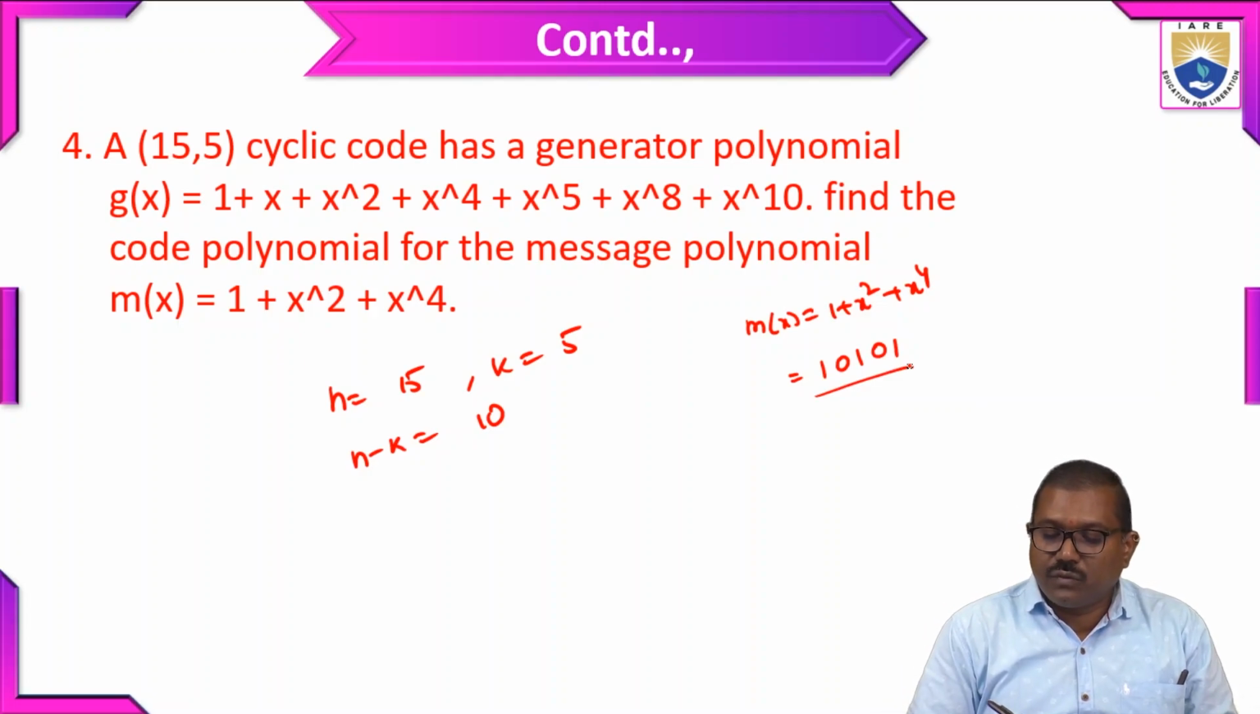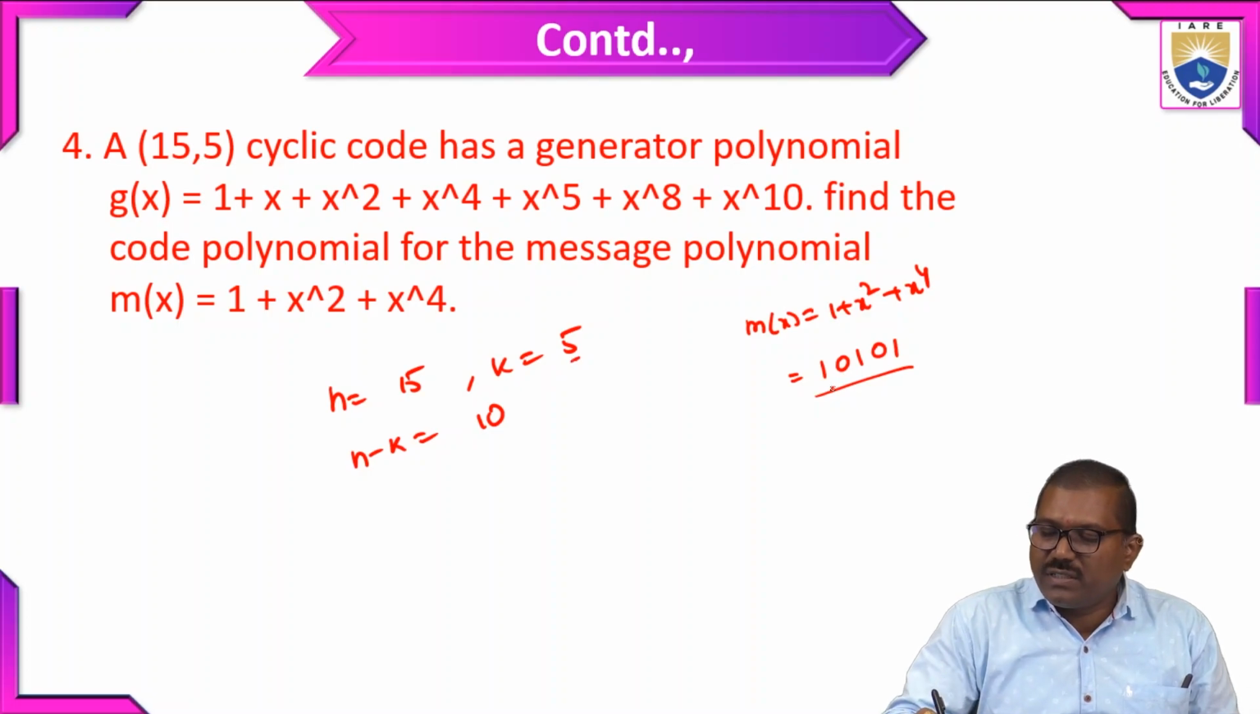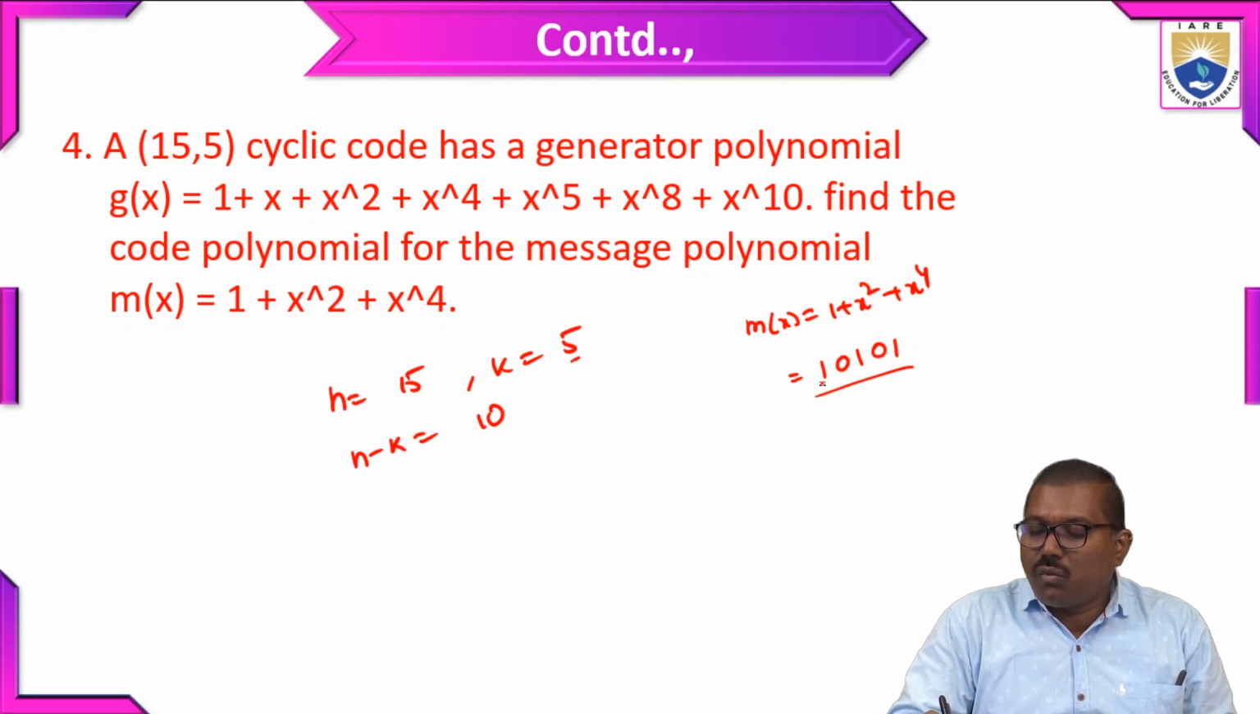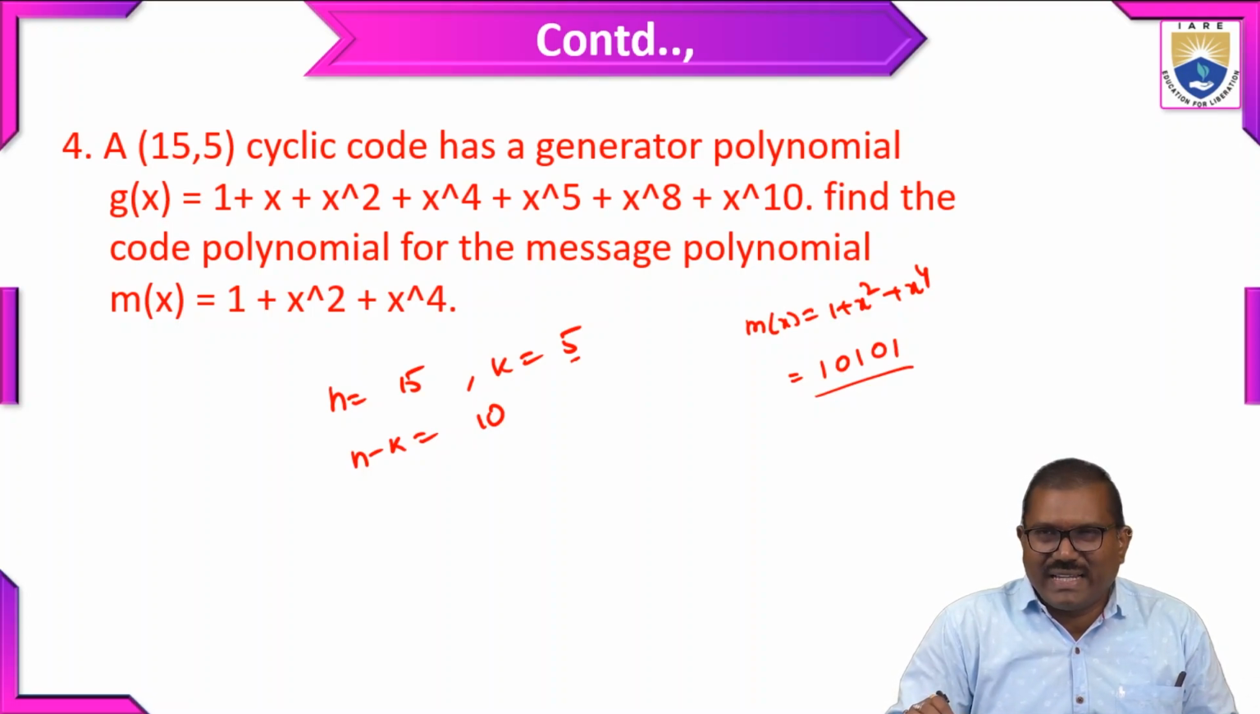Given. Why is the k size 5? k is message bits. So 5 message bits are there: 1 0 1 0 1. 1 is missing, so 0. x square is there, so 1. x cube is missing, so 0. x4 is there, so 1. Okay. So this is my m of x.